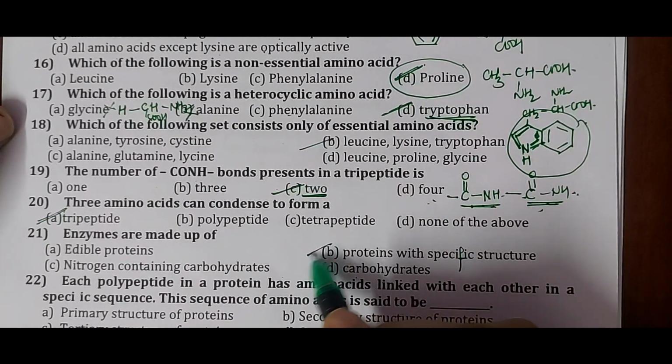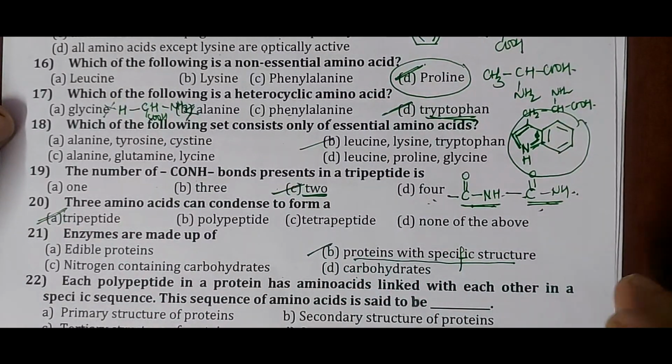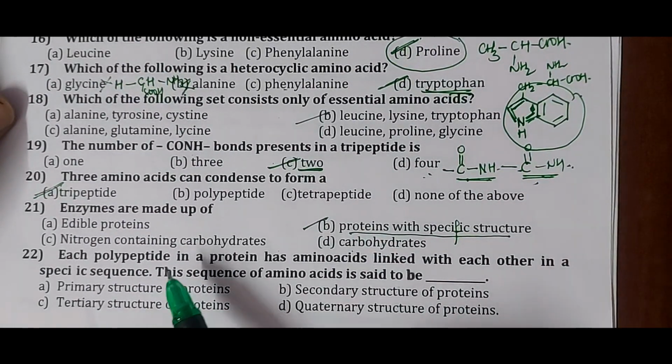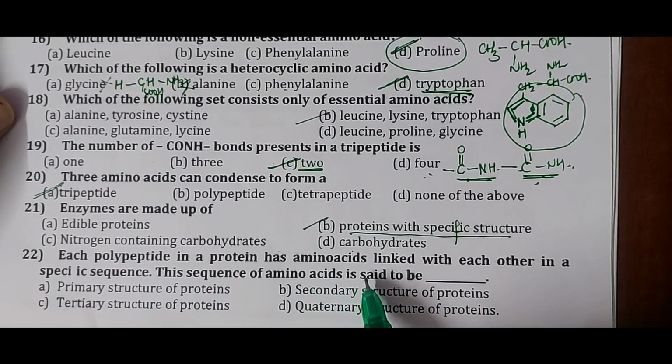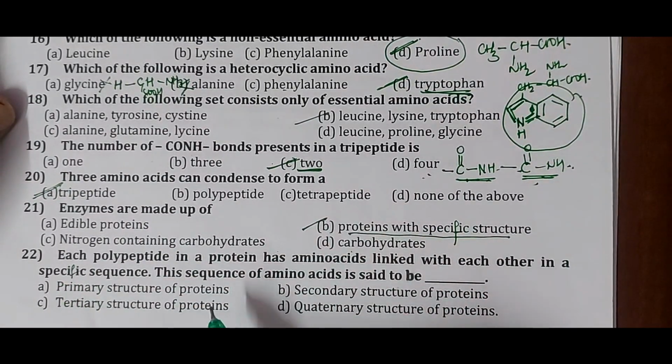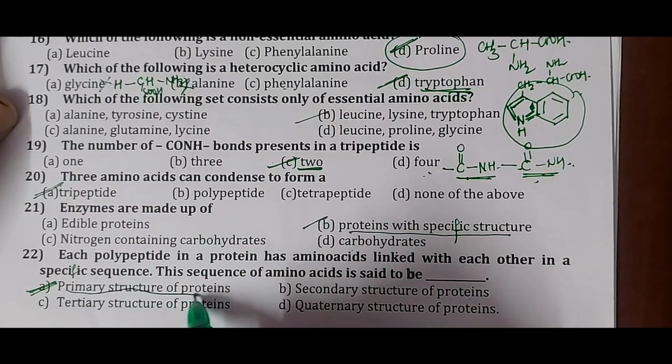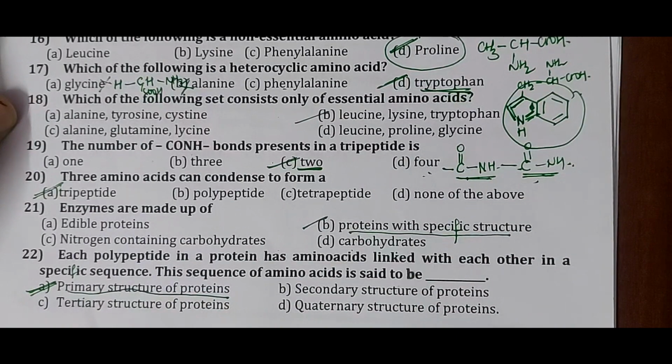So the correct answer is option B, proteins with specific structure. Next, we'll go with question number 22. Each polypeptide in a protein has amino acids linked with each other in a specific sequence, and this sequence of amino acids is said to be the primary structure of protein. So the correct answer here is primary structure of proteins.